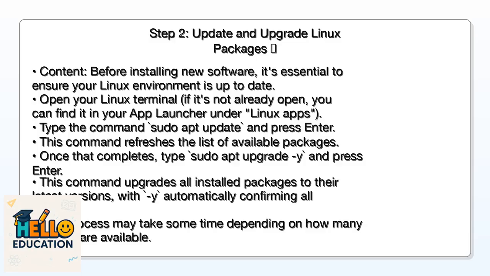Step 2: Update and upgrade Linux packages before installing new software. It's essential to ensure your Linux environment is up to date. Open your Linux terminal. If it's not already open, you can find it in your app launcher under Linux apps. Type the command sudo apt update and press enter. This command refreshes the list of available packages. Once that completes, type sudo apt upgrade and press enter. This command upgrades all installed packages to their latest versions, automatically confirming all prompts. This process may take some time depending on how many updates are available.